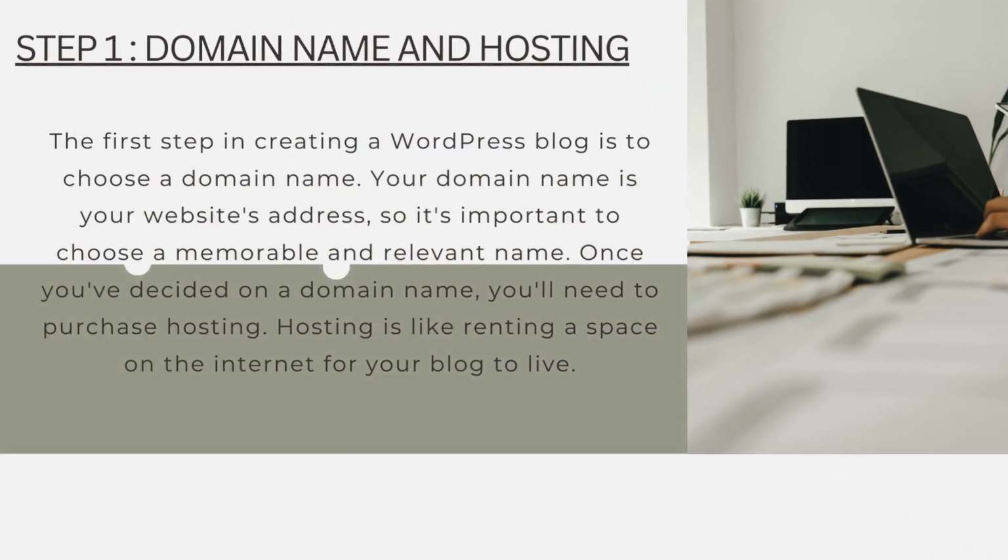Step 1: Domain name and hosting. The first step in creating a WordPress blog is to choose a domain name. So, it's important to choose a memorable and relevant name. Once you have decided on a domain name, you will need to purchase hosting. Hosting is like renting a space on the internet for your blog to live.